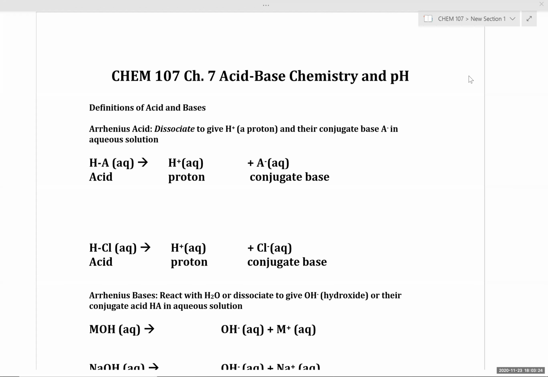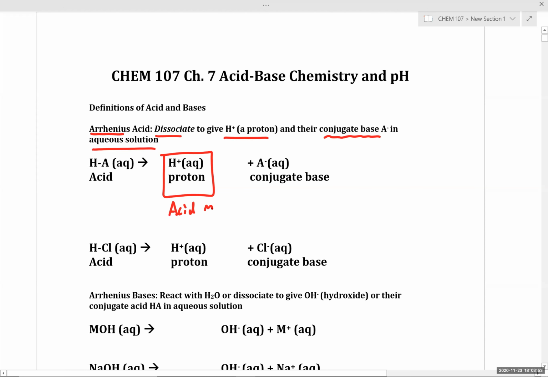Okay, so let's talk a little bit about acids and bases, and let's define acids and bases. There are two major ways of defining acids and bases. The first is the Arrhenius definition. An Arrhenius acid, quite simply, dissociates to give H plus and their conjugate base A minus in solution. So the key thing I want you to remember, if you're dealing with an acid, they make H plus. And more specifically, they dissociate to make H plus.